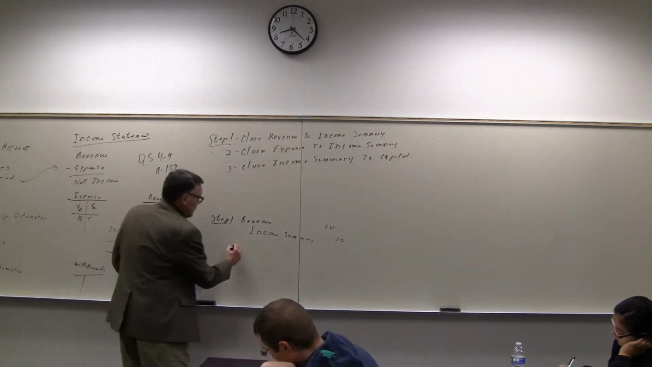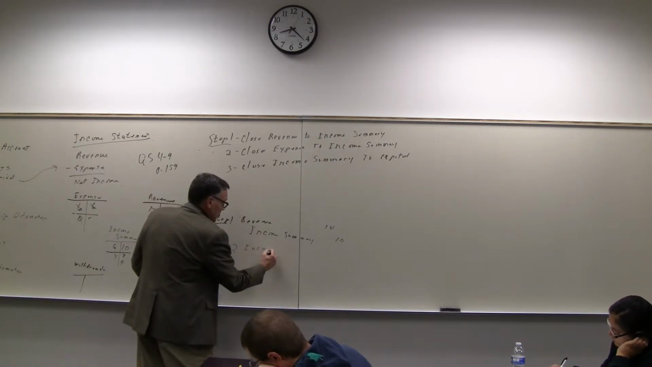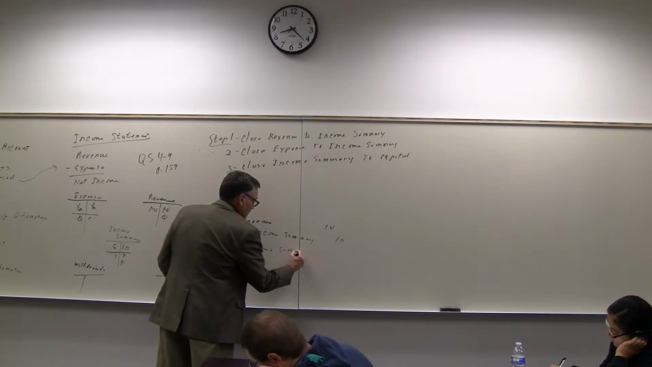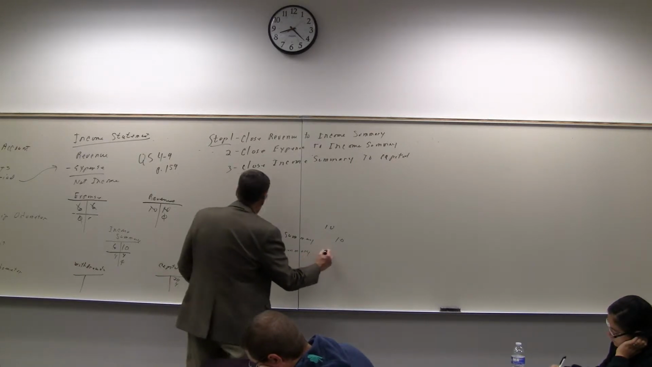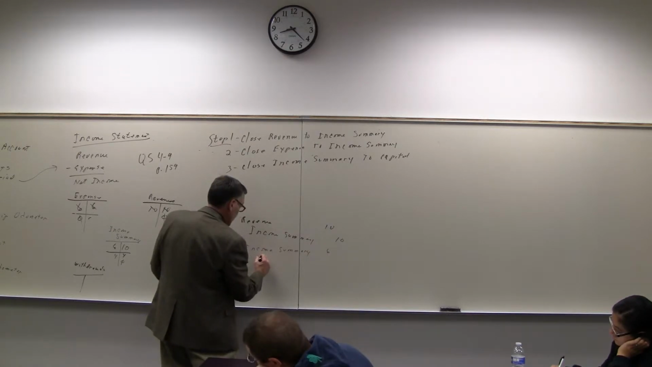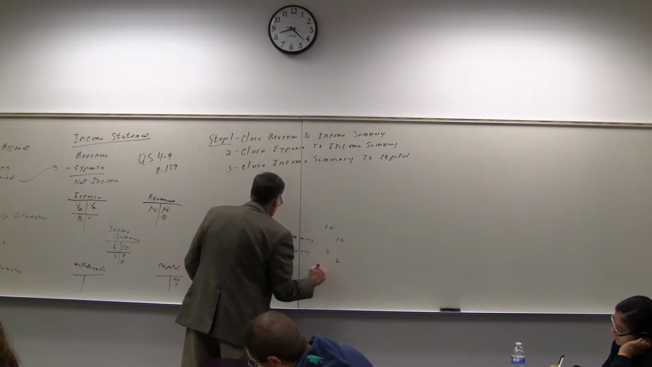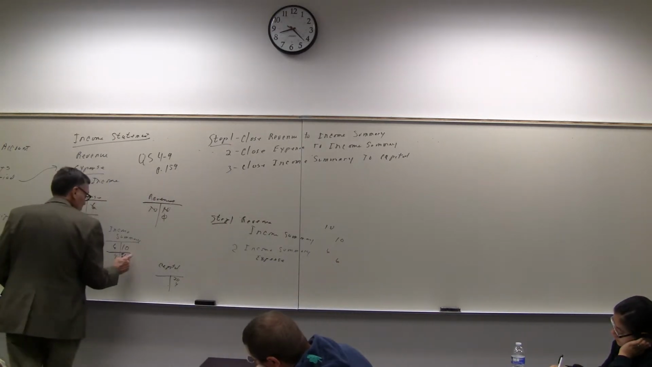By the way, let me put step 2 up here. Step 2 is income summary is debited. In this case, it'll be for 6. And in this case, we have one expense. This expense will be credited for 6. Okay? Now let's go on to step 3.